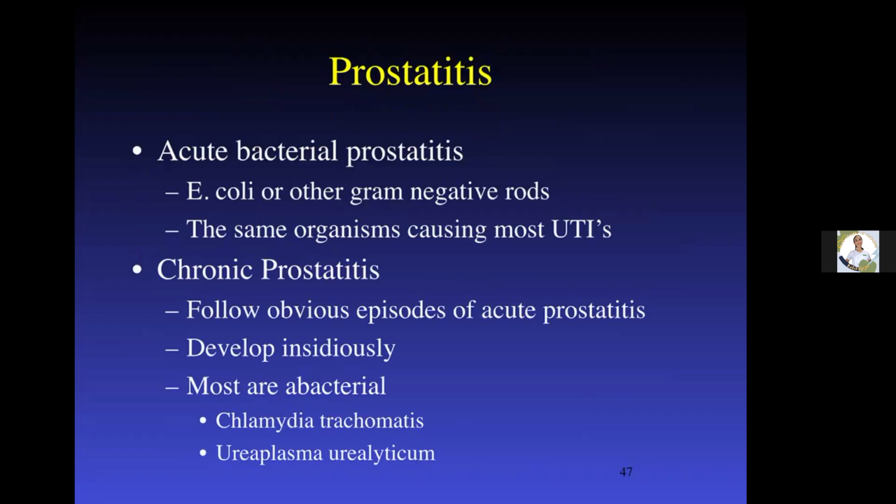Prostatitis could be acute or chronic. Acute bacterial prostatitis is caused by E. coli or other gram-negative rods. The same organism that causes your urinary tract infection causes your acute bacterial prostatitis. Chronic prostatitis may follow episodes of acute prostatitis. It may develop insidiously. Most of them are abacterial. Causes are Chlamydia trachomatis and Ureaplasma urealyticum.